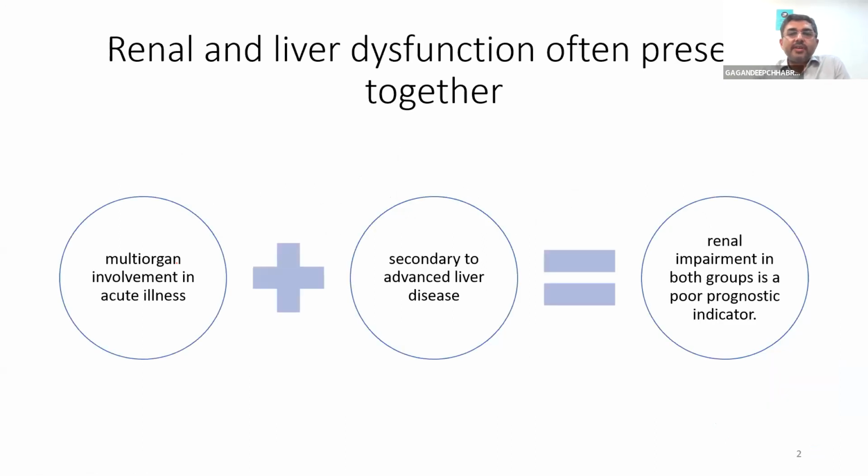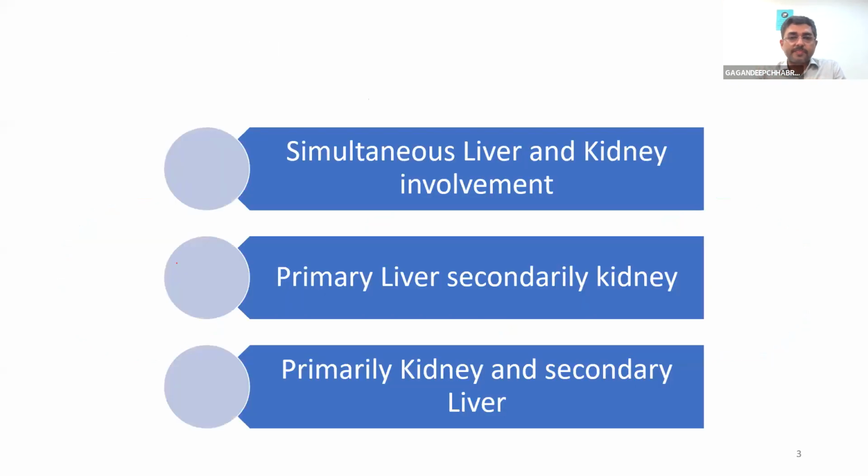So renal and liver dysfunction often present together. So it's a combination that happens most of the times. It can be either due to a multi-organ involvement in acute illness, or it can be due to a secondary advanced liver disease that the kidney gets involved. And whatever the point is, the renal impairment in both the groups is a poor prognosticating indicator. So we are looking at a bad prognosis if we have two major organs involved simultaneously.